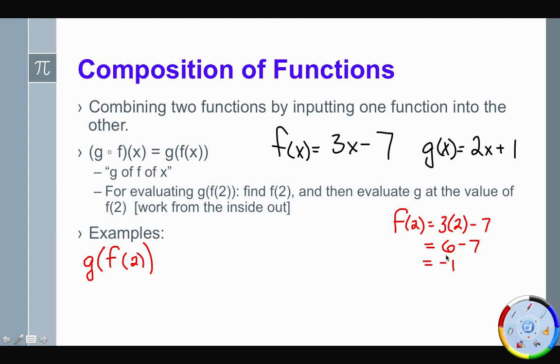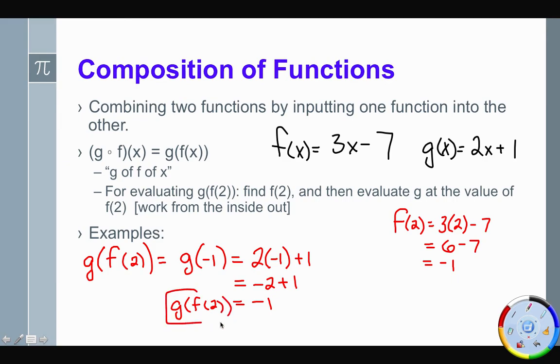So we found f of 2, and then we're going to replace that for this piece. We know f of 2 is negative 1, so this becomes g of negative 1. And then we actually have to do this piece. So g of negative 1 becomes 2 times negative 1 plus 1, negative 2 plus 1, which is negative 1. So that means g of f of 2 is equal to negative 1.